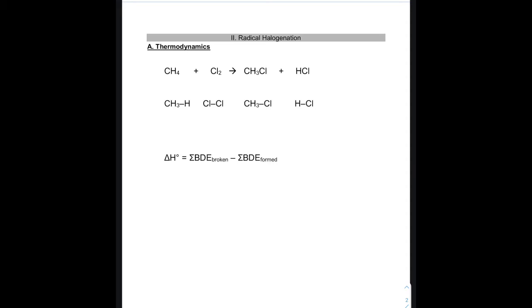And here's an example that I'm showing you here, where this is just methane, right, getting halogenated by a chlorine molecule.